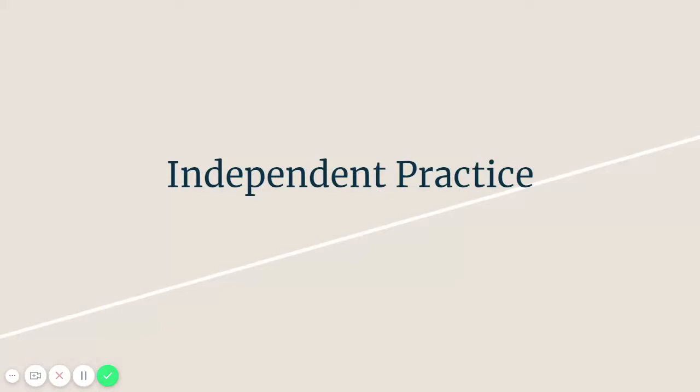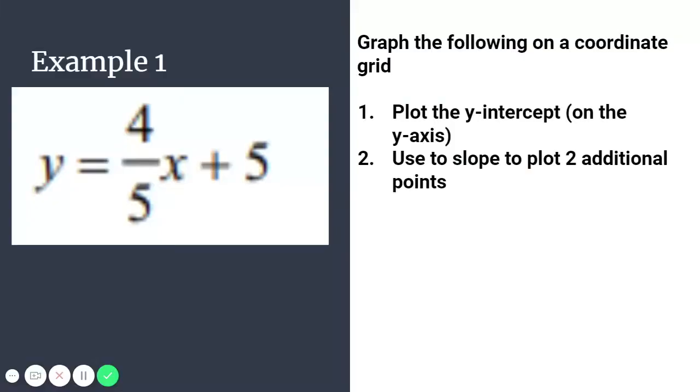Here is example number 1. y equals 4/5 x plus 5. We ask that you graph the following on a coordinate plane. Remember to plot the y-intercept first on the y-axis and then use the slope to plot 2 additional points. When you are done plotting your points, we'd ask that you resume the slideshow so that we can go over the solution set with you.